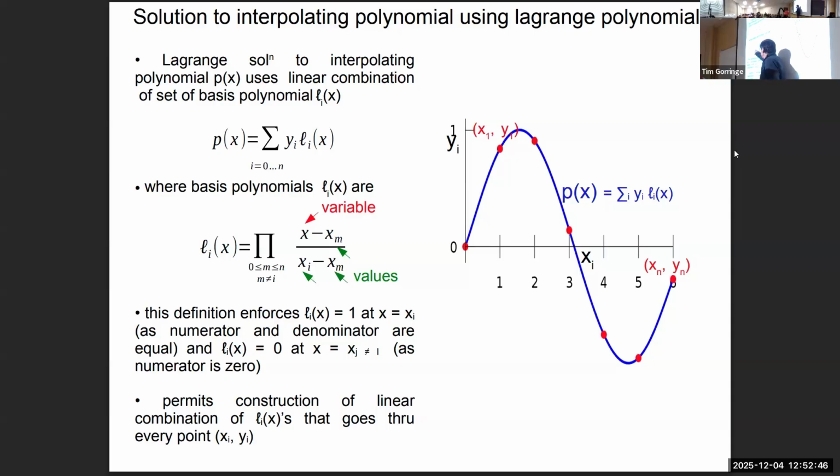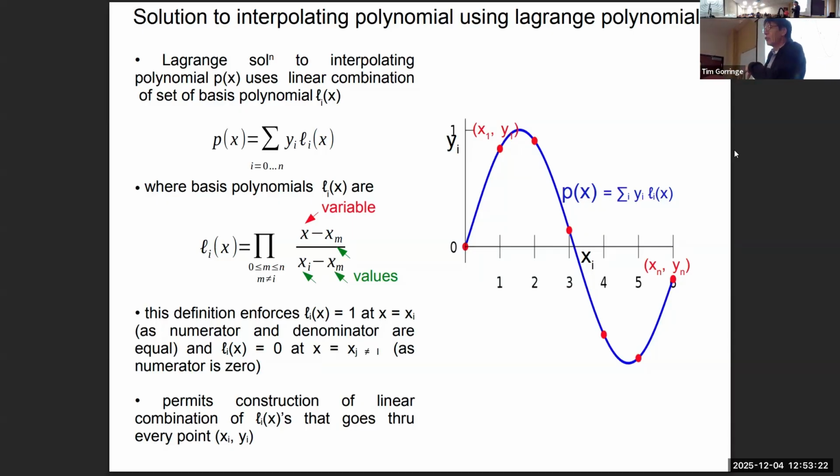Likewise, for L1, this combination arranges that L1 is unity at x1, but it's equal to 0 at all the other values. So x0, x2, x3, and so on and so forth. And so on for L2 and L3. Right? These basis functions are equal to 1 at one of the data points, and 0 at all the other data points.